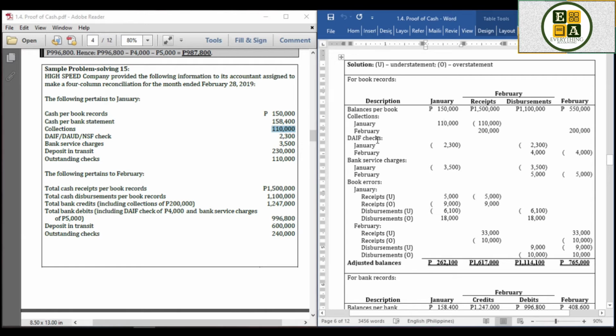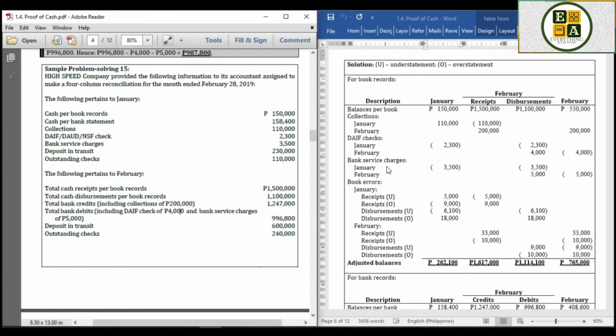Then we have DAIF checks. DAIF checks is one of our debit memos. Find January first. January, we have 2,300 here. So, that is minus here. Then, since it was included in February disbursements, minus it. Then, find February. February, okay, in the total bank debits, DAIF checks for 4,000 are included. Okay, this 4,000. So, we deduct 4,000 from the February column. Since it is a disbursement, add it here in the disbursement column.